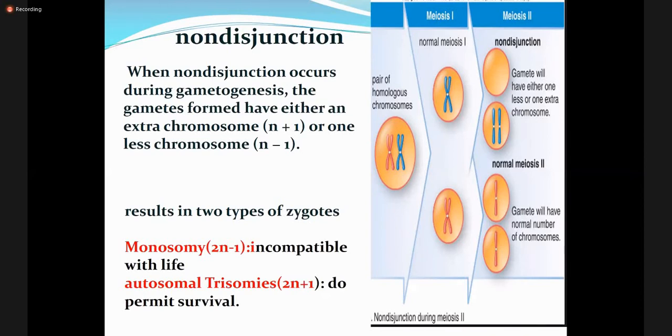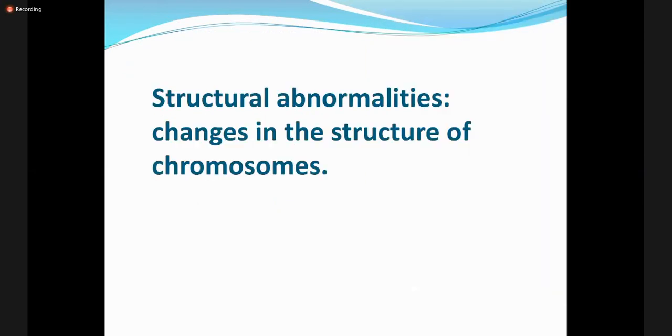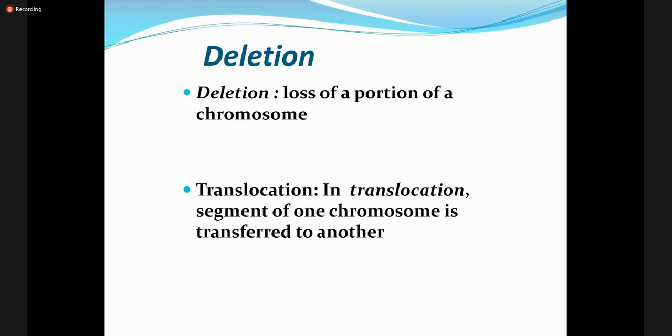Okay. What happened in structural abnormalities is that there are changes in the structure of the chromosome. Here not the whole chromosome will be moving or lacking, but there would be some structural defects in the chromosome. The most common are deletion and translocation. What happened in deletion? There is a loss of a portion of a chromosome. Then there are various types of deletion, which we are not going to discuss now. And the translocation again has many types, like balanced reciprocal translocation and Robertsonian translocation.